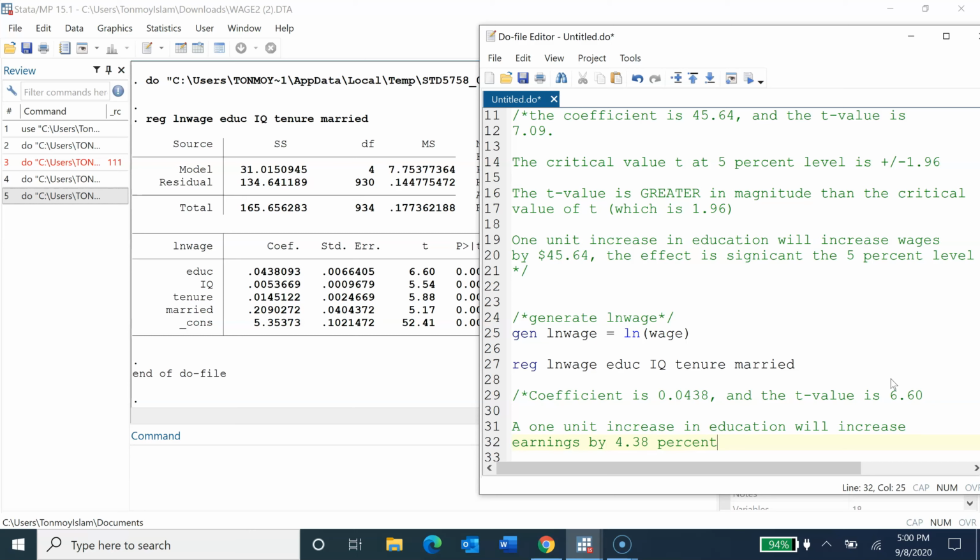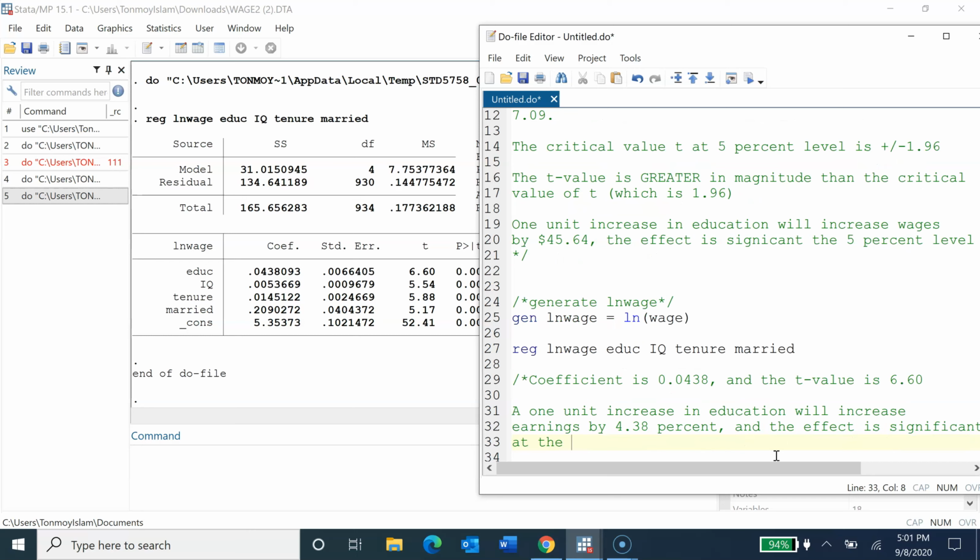This will be converted to percent. So it's not 0.0438 points. We have to now say it in percents because wage is in natural logs. And if you do the derivative, you will notice that this turns into a percent. Now we have to say this is our magnitude, this is the impact. Now we have to mention whether it is significant or not, and we will say the effect is significant at the 5% level.